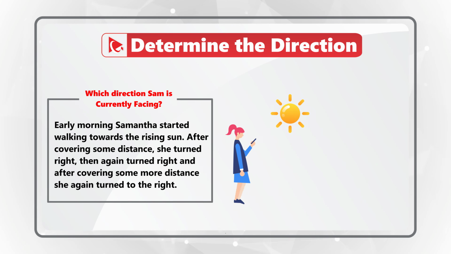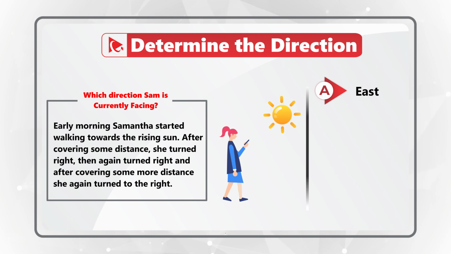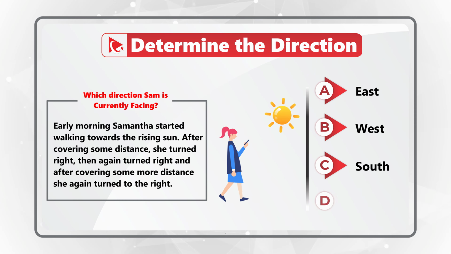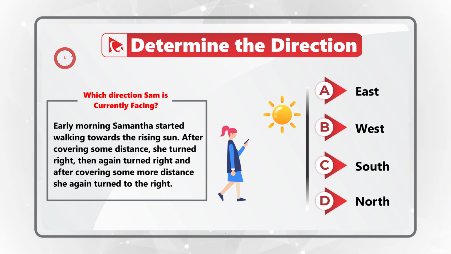You have 4 different choices. A. East. Choice B. West. Choice C. South. Choice D. North. Give yourself a little bit of time to see if you can answer this question.